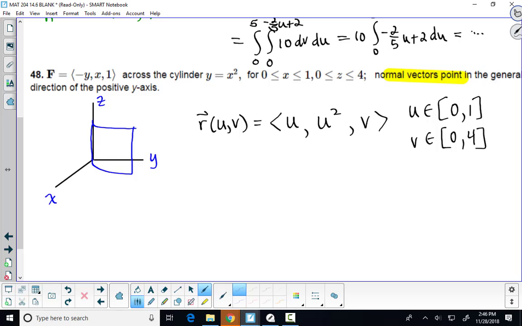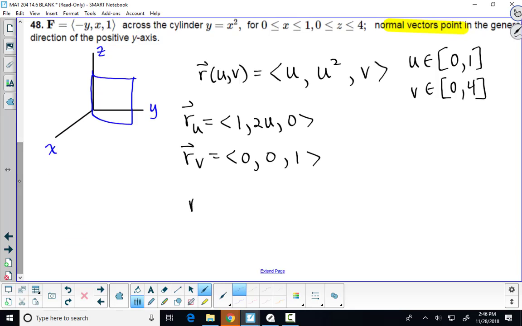So we find our r sub u. We find our r sub v. And then we cross to get our normal vector. And here's where we have to confirm that the normal that we get is doing what they want us to do. And if it doesn't, we multiply by -1. So cross these, we get 2u, -1, 0.